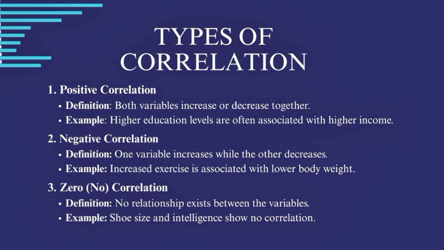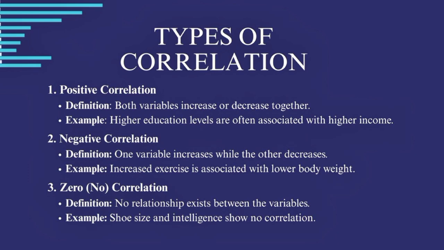Number 2. Negative correlation. Definition: one variable increases while the other decreases. In other words, as one goes up, the other goes down. Example: increased exercise is associated with lower body weight. This means that the more someone exercises, the lower their body weight tends to be.